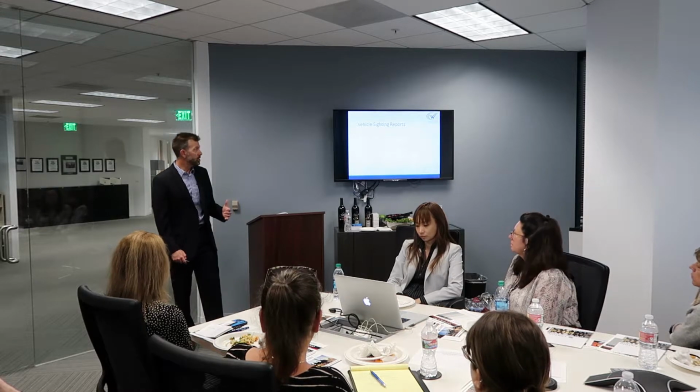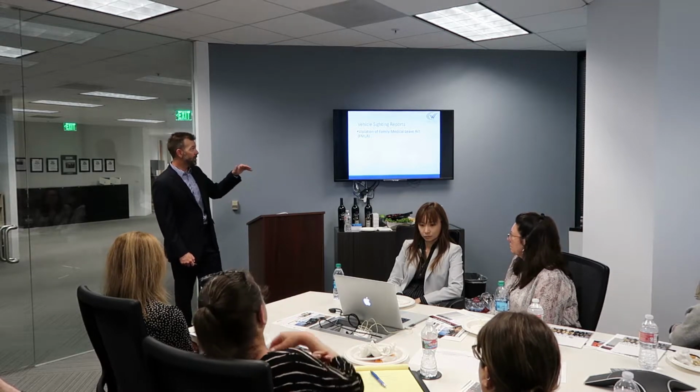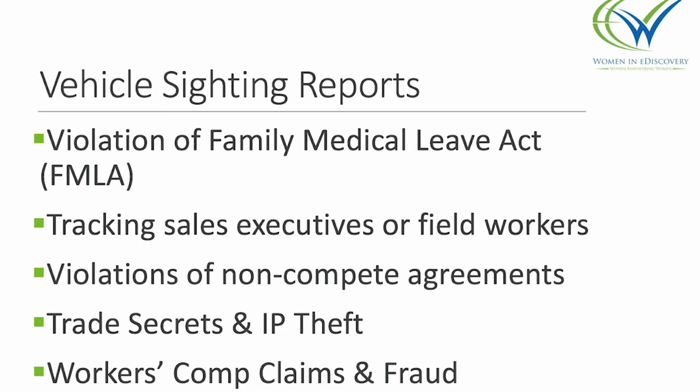So recently there's been a new tool called a vehicle sighting report. Has anyone been aware of this report? No? Nobody? So I'll give some ideas of when it's useful: violations of FMLA, tracking a sales executive or field workers, non-compete agreements or believed violations of non-compete agreements, trade secrets and IP theft cases, and also workers' comp claims and fraud.